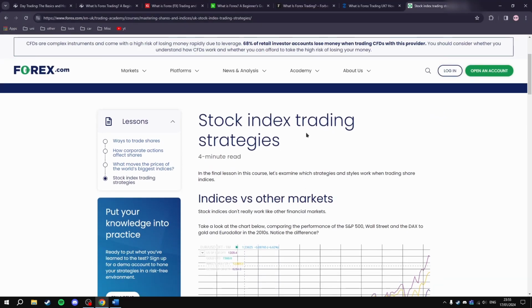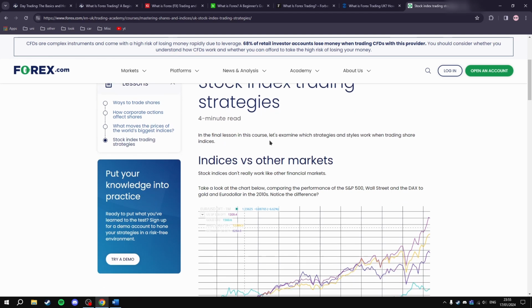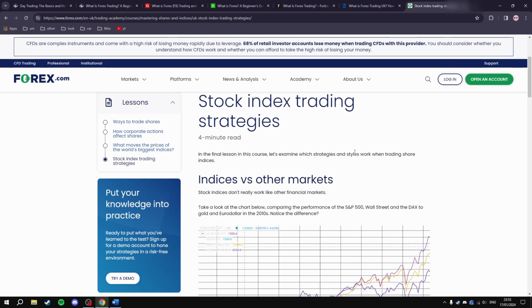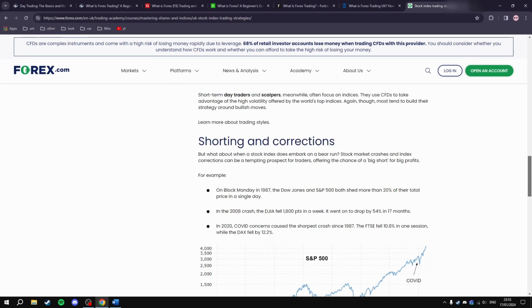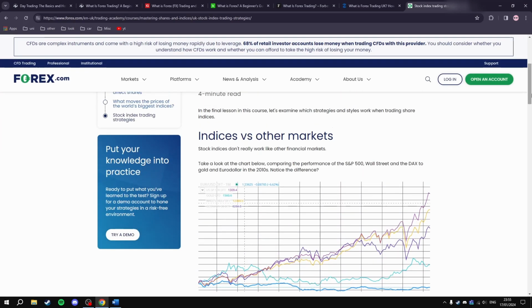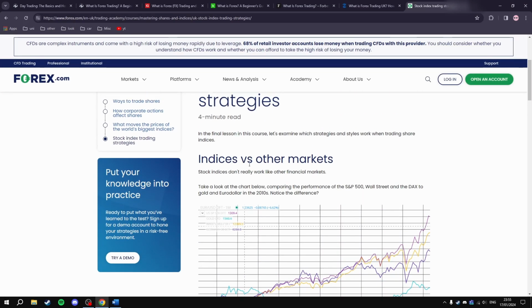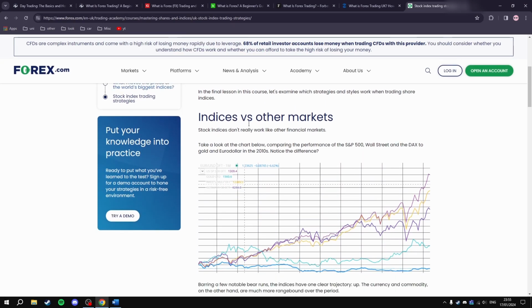Stock index trading strategies. Right, okay. In the final lesson in this course, let's examine which strategies and styles work when trading share indices. So, indices versus other markets. Stock indices don't really work like other financial markets.